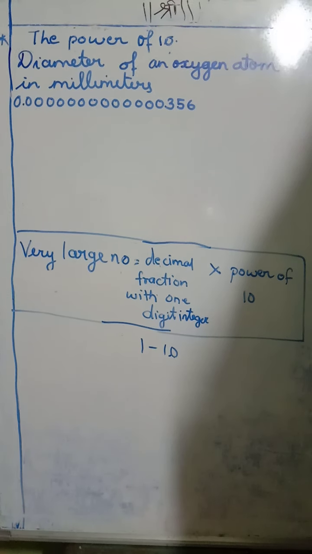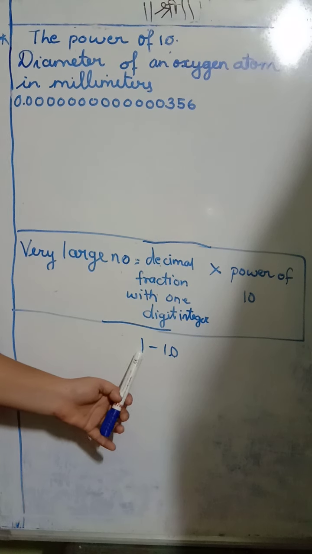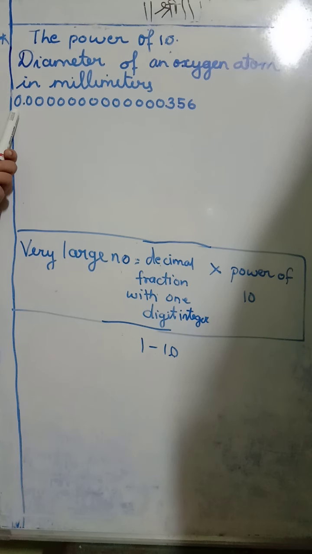Now we have the second thing, that is the diameter of an oxygen atom in millimeters. It is given as 0 point. It is a very small decimal fraction. We want it to be between 1 and 10, but is it between 1 and 10? No, it is very small. And earlier what we had seen was 34 crore, a very big number. Now we will convert this to standard form.